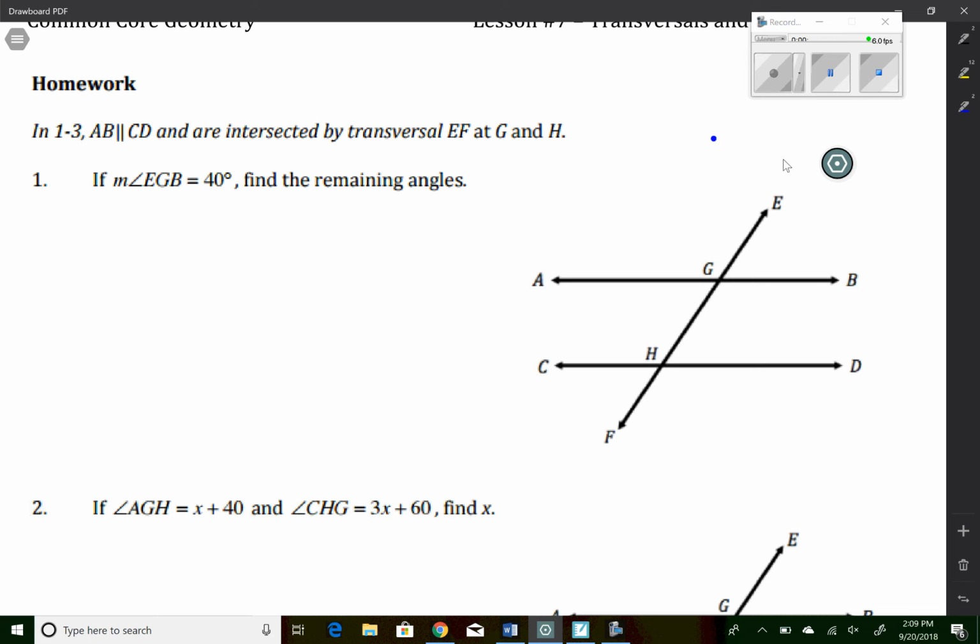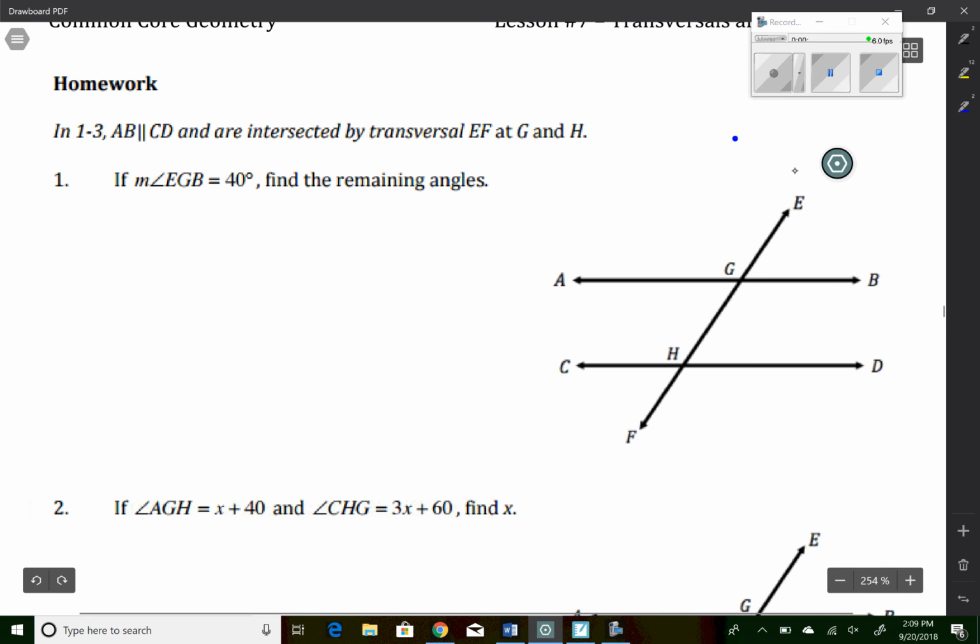There are a couple of things we learned today about transversals and parallel lines: seeing which angles are congruent, which angles are supplementary, and how we can go through and find the remaining angles. The first question says that angle EGB is 40 degrees. So I mark 40 degrees down here on my picture, and it then says to find the remaining angles.